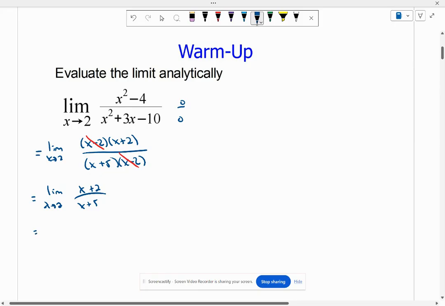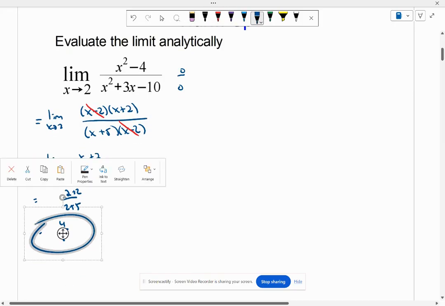Now when we plug in 2 to that, 2 plus 2 is 4, and 2 plus 5 is 7, so we get 4 sevenths. So that function, as x gets closer and closer to 2, is going to approach the value 4 sevenths.